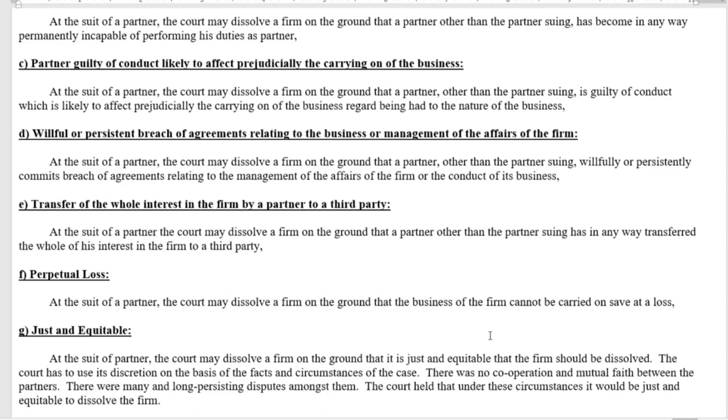And the last ground is just and equitable. So here, what is just and equitable? It is totally discretionary of the court. Then the court may take any of the grounds. Here it depends upon the discretion of the court.